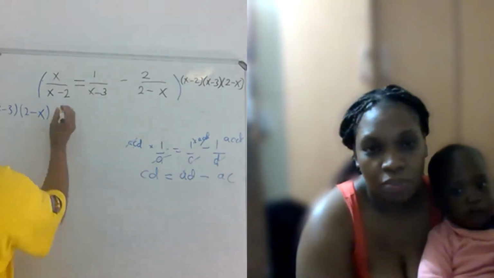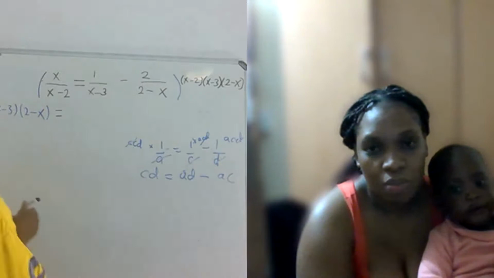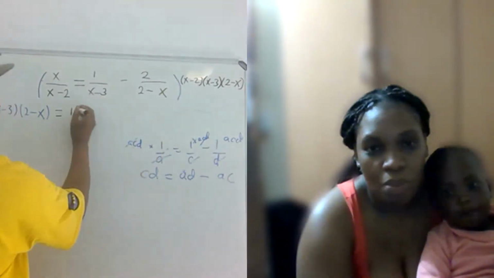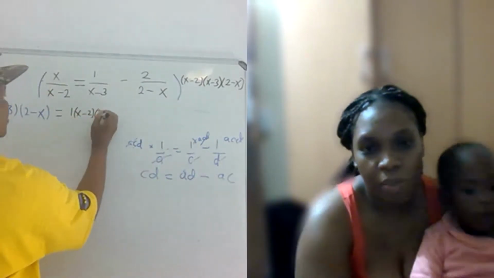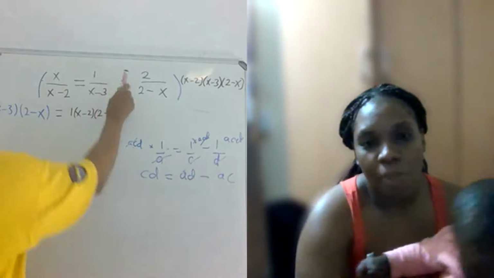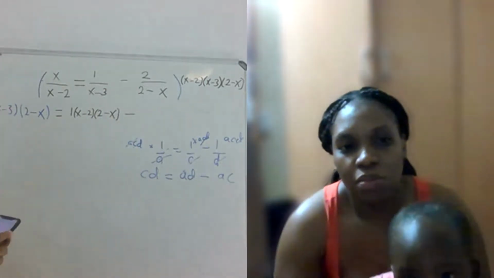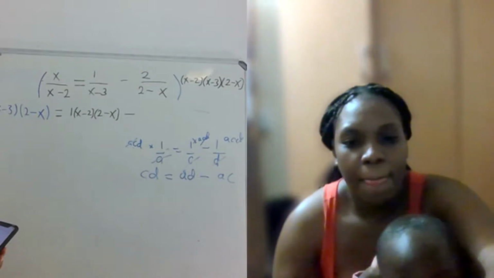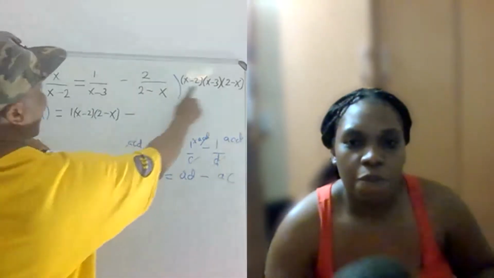Equal sign. And then I will say now, x minus 3, x minus 3. So here we're going to let it be 1 bracket x minus 2, 2 minus x, minus, minus. But first and foremost, let me check the question first. I want to make sure I copied correctly. 2 minus x, yeah, 2 minus x. Okay, minus, minus, 2 minus x, and 2 minus x.